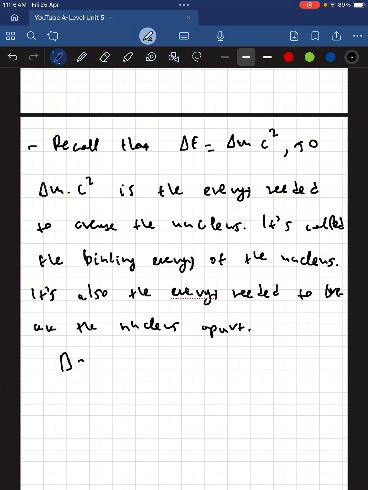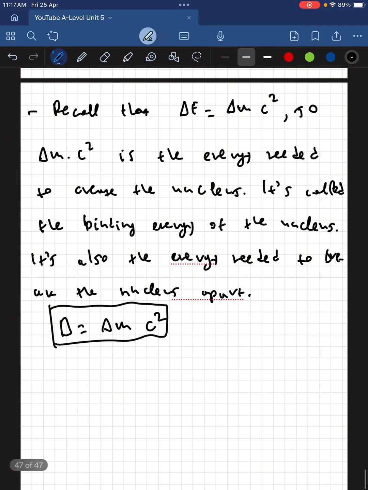Okay, so B, if that's how you denote the binding energy, so we're not going to be using delta E, we will be using B equals delta M c squared, where B is the binding energy, okay? And let's go calculate this binding energy, okay?